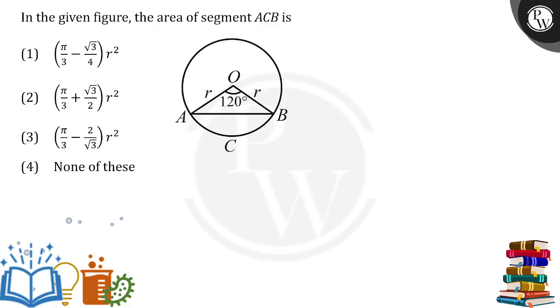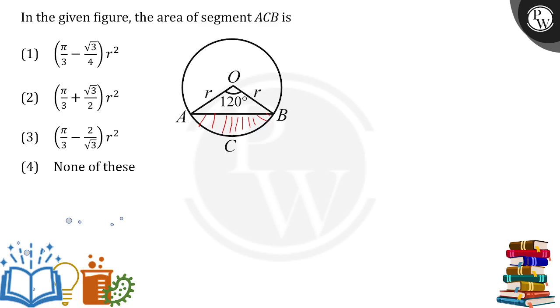In the given figure, they're asking the area of the segment ACB. Now, observe this particular figure over here. To calculate the area of the segment ACB, that means this area, first of all, we need to calculate the area of the sector. And from the area of the sector, if we subtract the area of this triangle, that is triangle AOB, I'll get the required area.